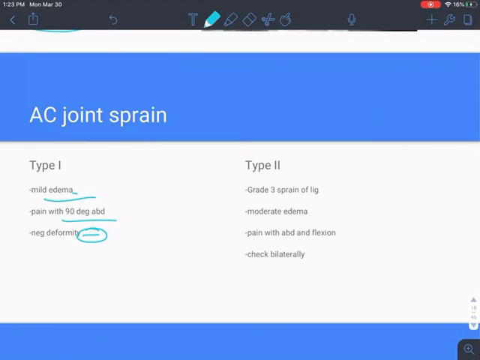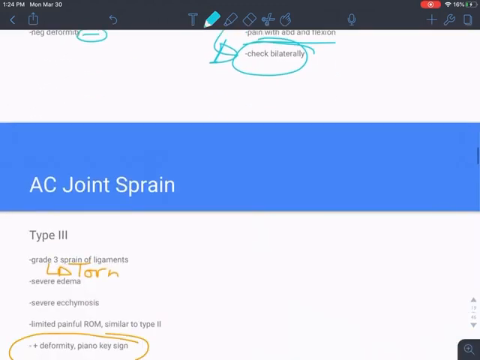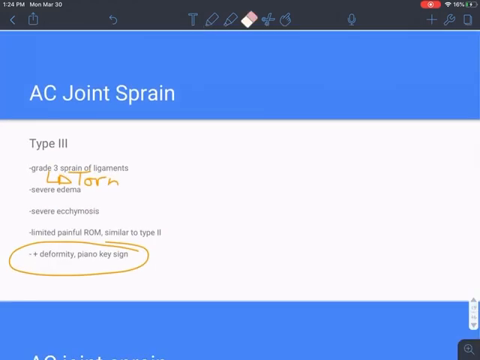And really, so type 1, you could probably play with it, right? It's not too bad, but type 1 can turn to a type 2 to type 3, and so on. Type 3, so grade 3 sprain of a ligament, moderate edema, definitely more pain with abduction and flexion. Check bilaterally because that swelling, you're going to be able to see that. Now grade 3, type 3 is where it gets a little bit more serious, okay?